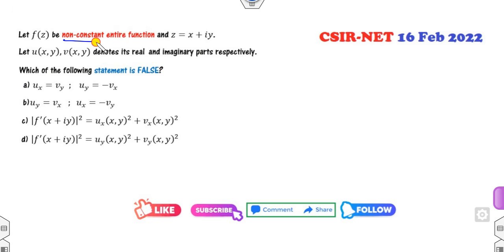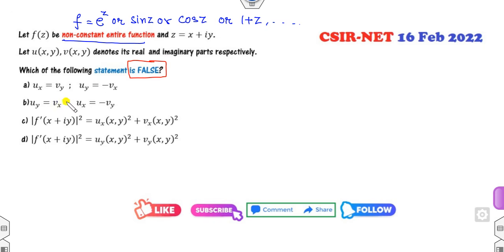Let f be a non-constant entire function. E raised to power z, fine, sin z, or you can take it as cos z, or you can take it as 1 plus z, and so on. U and v are the real and imaginary parts. Which of the following statements is false? First option, ux is okay. What is that? This is my CR equation. Fine. If f is my entire function, definitely the CR equation is satisfied. So the first option is my true statement, but we need a false statement.